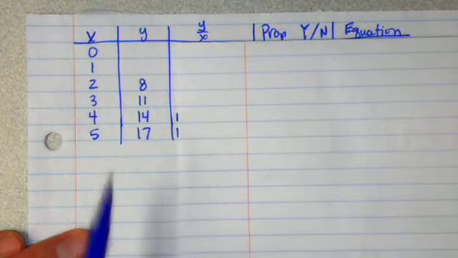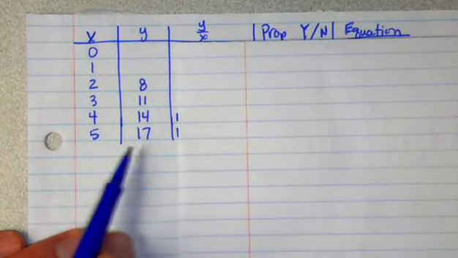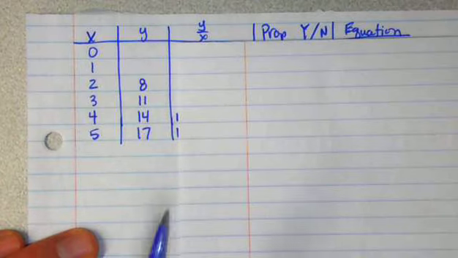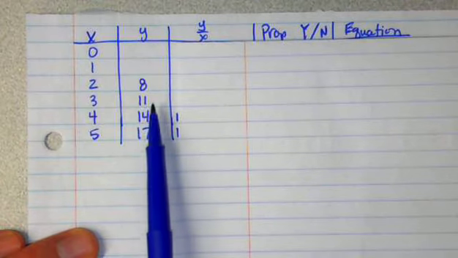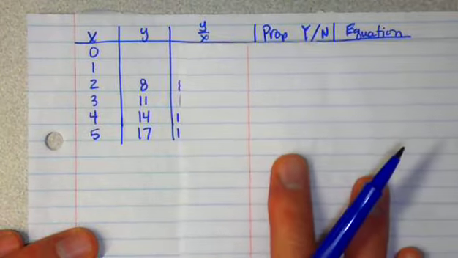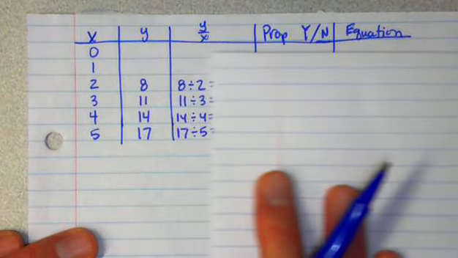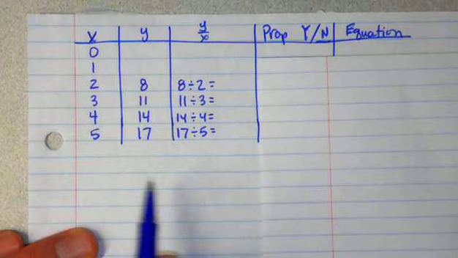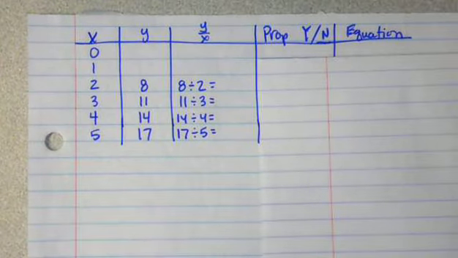So you look at this, 8, 11, 14, 17 are my outputs. Those are my y values. So increase 3, increase 3, increase 3. This looks pretty constant, right? I like this so far. So let's do our check. Y divided by x. So if I take 17 and divide 17 divided by 5, I get 3 4/10.